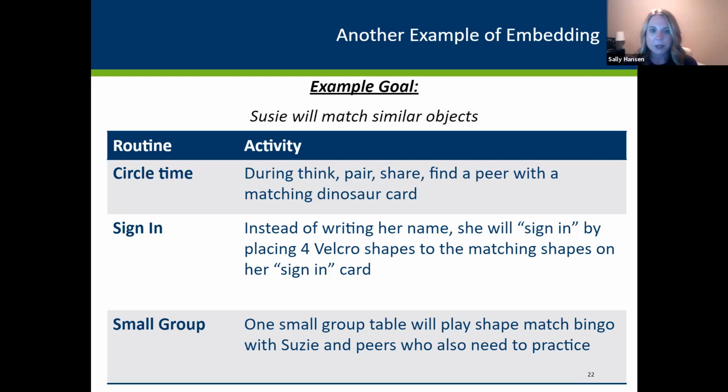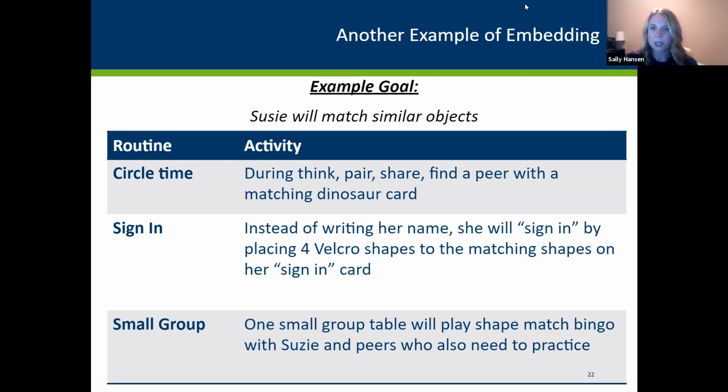During sign-in, maybe Susie isn't going to write her name right now. Maybe her sign-in is going to be matching 4 Velcro shapes on her sign-in card. And so if she's mastered writing her name, or she's not even ready to write her name yet, that this goal is much better suited to her needs, we can make that adjustment and adaptation for her. And then we might design a small group table that's around matching so that Susie and other kids who need practice, or maybe we have a couple of kiddos in that group who are really good at it and can help Susie learn if we'd like some peers to help deliver that instruction.